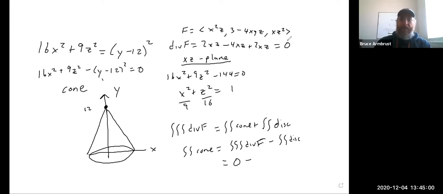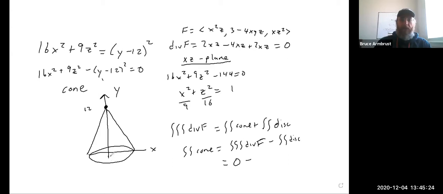In fact, since this divergence is 0, it's always 0. That means it's a source-free field, which means anytime you have a closed surface, you're going to end up with 0 flux. All right, so basically that just means that the cone and the disk are going to have opposite fluxes.